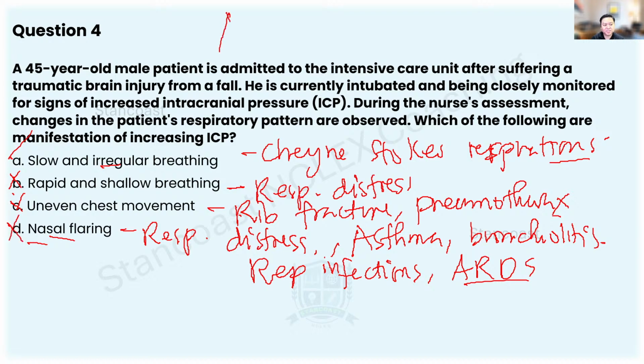So we have our correct answer here, which is letter A, slow and irregular breathing. And again, take note about the Cushing triad. You got to remember about the pattern in the respiratory rate, especially. Okay. Now let's have number 5 this time.